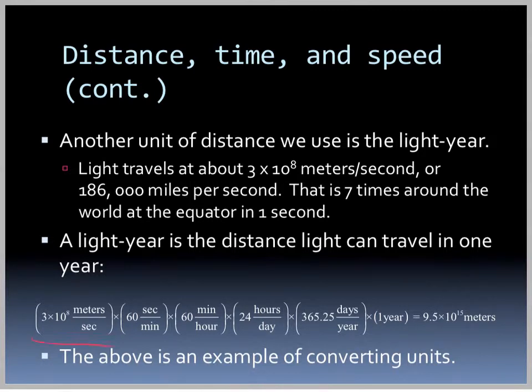We take 3 times 10 to the 8th meters per second. We say, well, there's 60 seconds in a minute. There's 60 minutes in 1 hour. There's 24 hours in 1 day. There's 365.25 days in 1 year. And if we multiply these out, notice that the seconds go away, the minutes go away, the hours go away, like algebraic things, the days go away. I get meters per year. And I multiply by 1 year, and I get that a light year is 9.5 times 10 to the 15th meters. The example that we just looked at is an example of converting units.